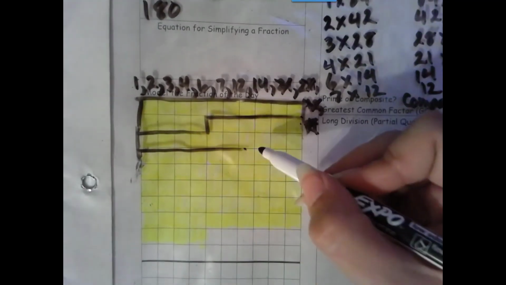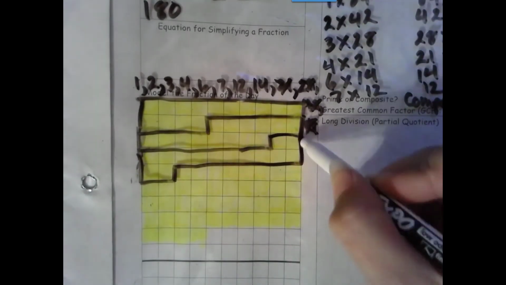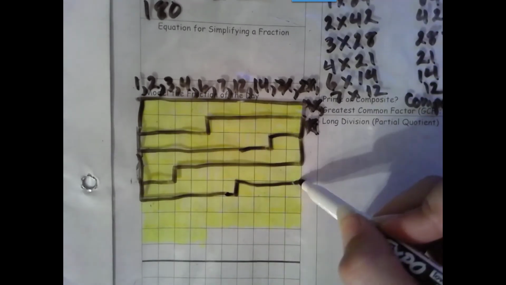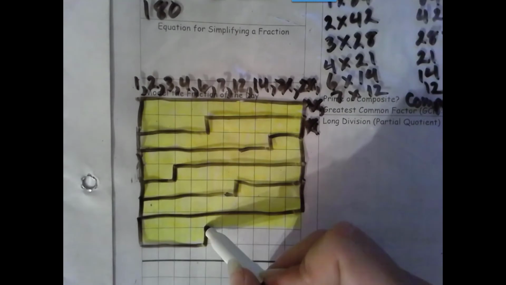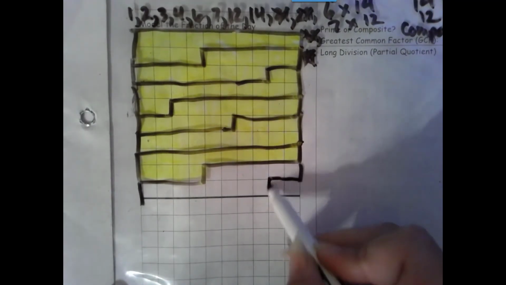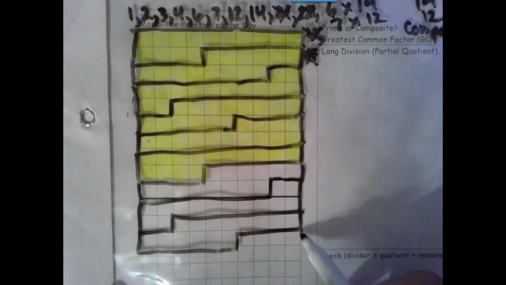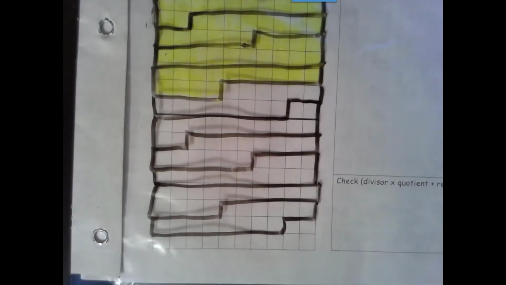Let's try 14. Sorry, 6 plus 8. 12 plus 2. 8 plus 6. 4 plus 10. 10 plus 4. 6 plus 8. And I have 12 left over.